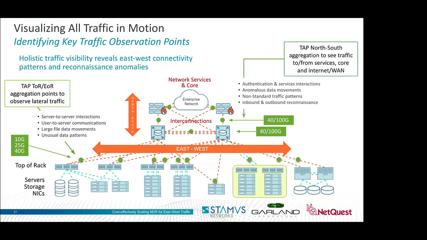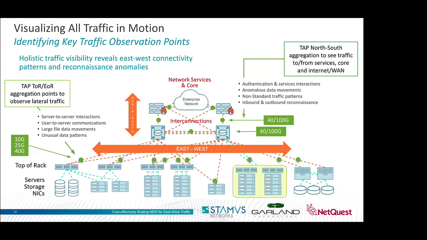Then we want to think about that north-south. And north-south is also very important, and that's really your starting point for visibility. Here we're going to see authentication. We're going to see data movements in and out of the network. We'll see non-standard traffic patterns. You can catch DDoS types of activity, but you also can see the reconnaissance activity. If you go back to the Midnight Blizzard example, there was a lot of activity that would have been observed between these two tiers of the network environment that would have given you indication that there was nefarious activity taking place.